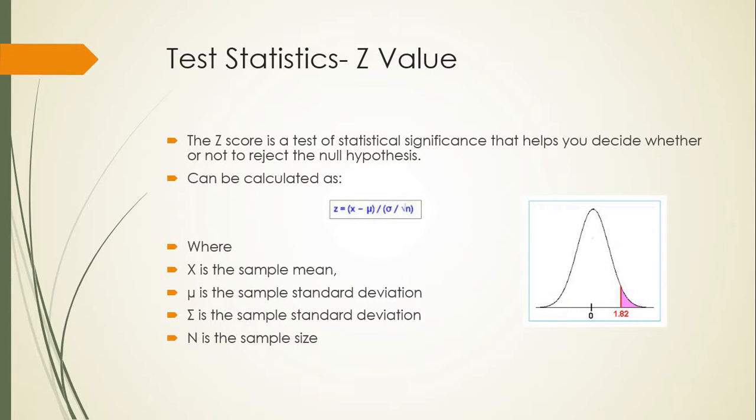Test statistics: Z value. The Z score is a test of statistical significance that helps you decide whether or not to reject the null hypothesis. It can be calculated as Z equals x minus mu upon sigma by root n, where x is the sample mean, mu is the population mean, sigma is the standard deviation, and n is the sample size. Here we see in this graph the value is 1.82. It's the z value basically.